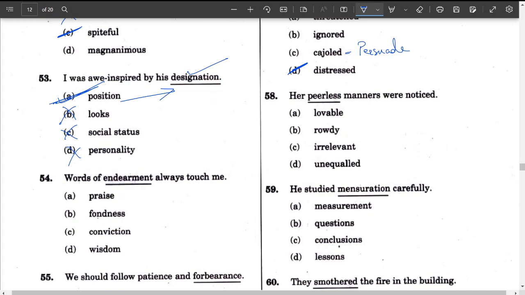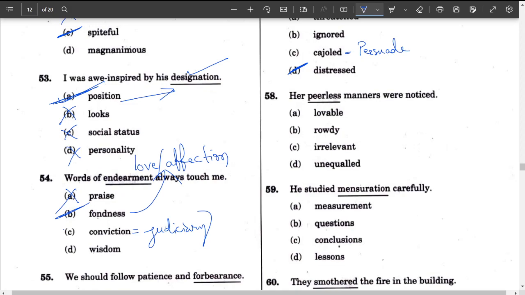Next, words of endearment always touch me. Endearment in the sense, any words that are related to love or anything that is related to affection. Find out the synonym for this. Praise is to appreciate, fondness in the sense likeness. Conviction is not related, wisdom not related. Conviction is related to judiciary. Okay, so here we can go with the B.